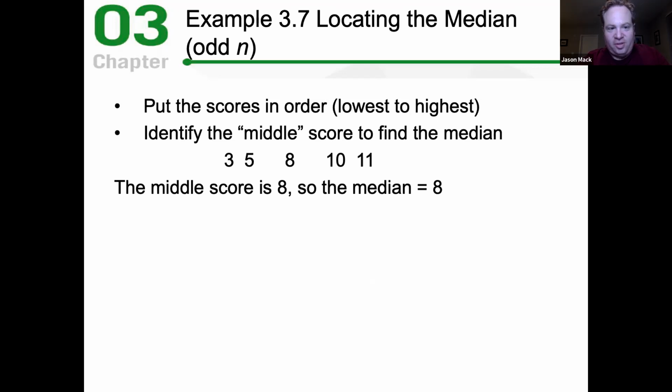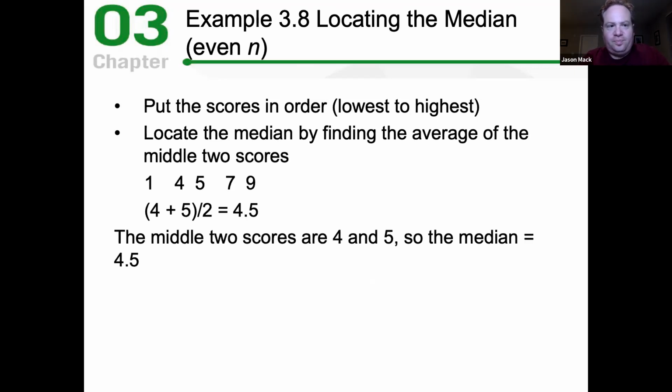As you can see with this example, this is an example of 5. The median is right in the middle. So if you put the scores in order, lowest to highest, locate the median by finding the average of the middle 2 scores. So 4.5 is exactly half the distance between 4 and 5 on the interval for the ratio score. So the middle 2 scores are 4 and 5, so the median is 4.5. So you put the scores in order, you find the two middle scores. Remember, we're talking about distance here from the median.